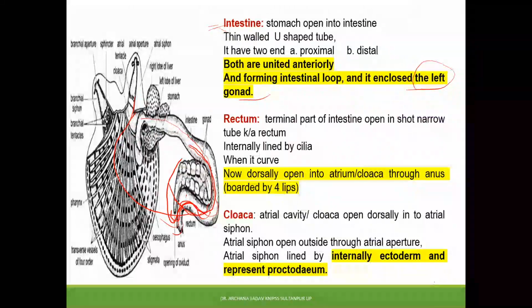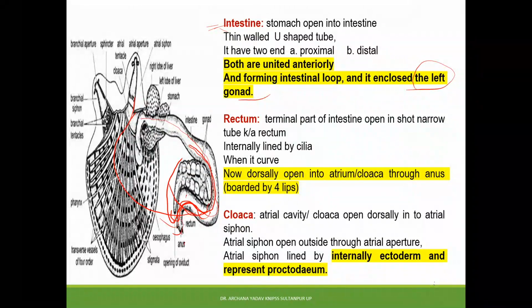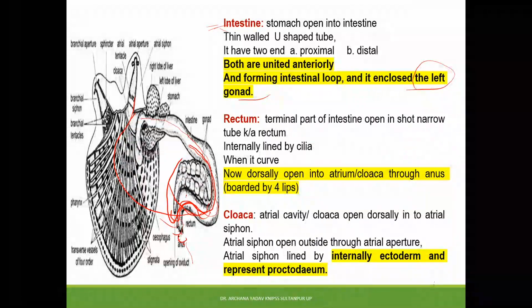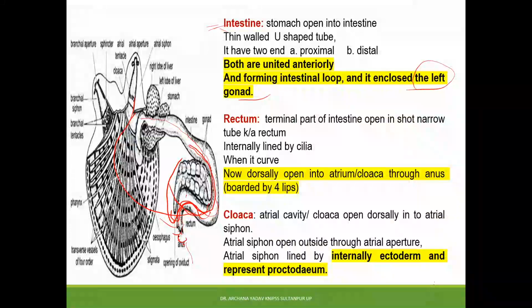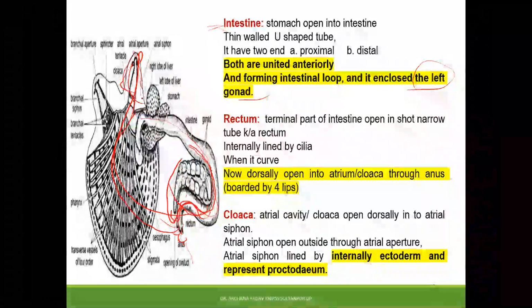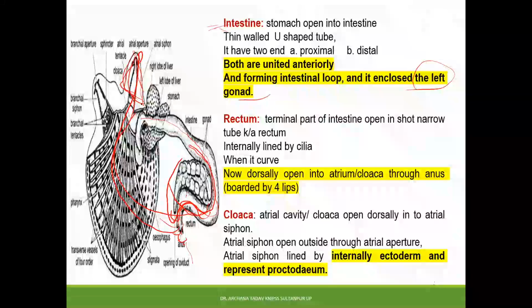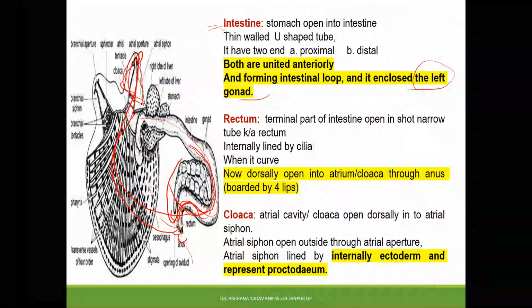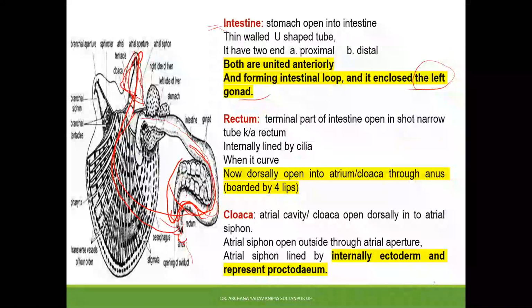Next is the rectum. The rectum is the terminal part of the intestine, and it opens through the narrow position which is known as cloaca, or you can say atrial cavity, and opens dorsally. This opens towards the dorsal region to the outside through the atrial aperture, and this atrial aperture has an atrial siphon. The atrial siphon is internally lined with ectoderm, and it represents a proctodeum.